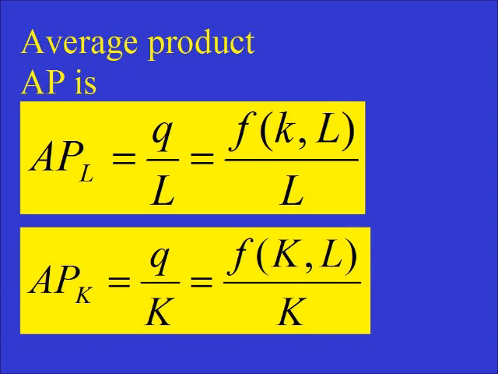Average product is simply the total amount produced divided by one of the factor inputs. For instance, the average product of labor is the total amount produced divided by the amount of labor used. The average product of capital is simply the total amount of production divided by the amount of capital used.